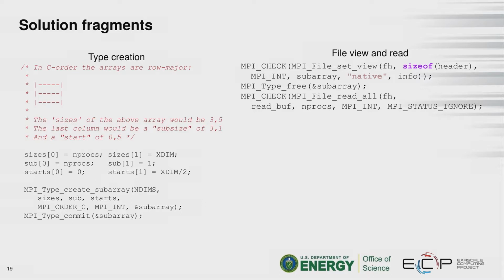Once we have this subarray type, we set the file view. Once again, we're skipping over that small header, and then we use a subarray data type. Now, with the file set like that, we don't have to worry about offsetting the file. We'll just read the file. We can read from the file handle. We can read nprox int into the read buffer. So you can see the fully worked example inside the subdirectory.